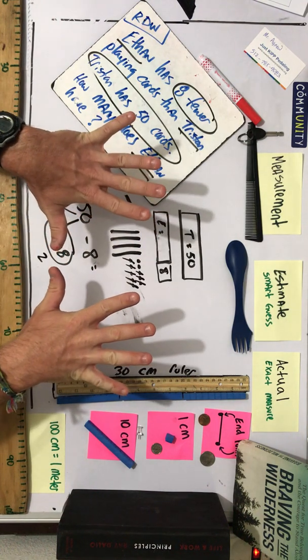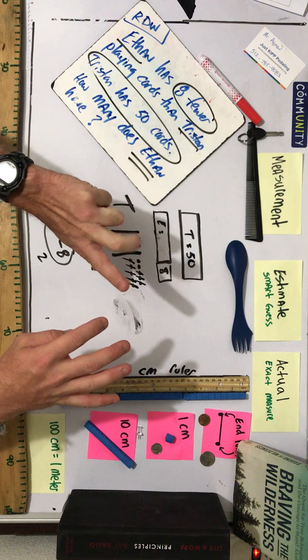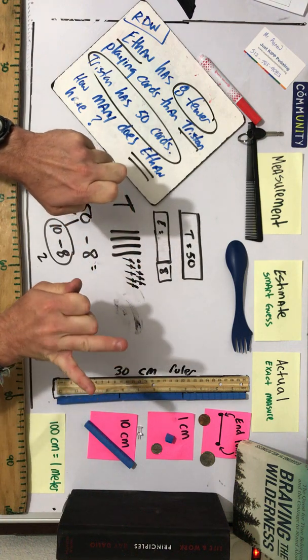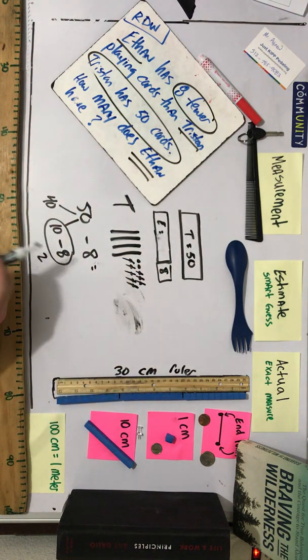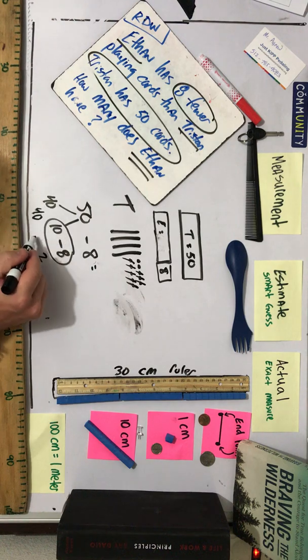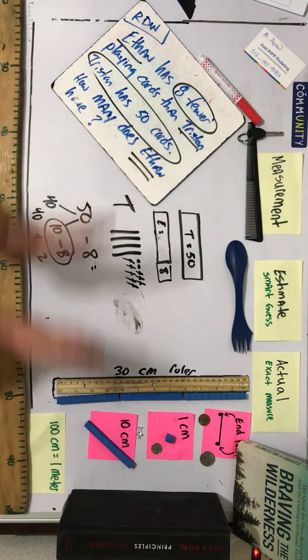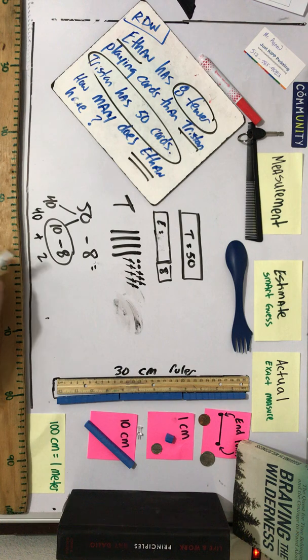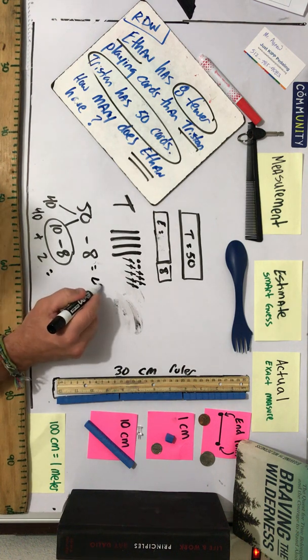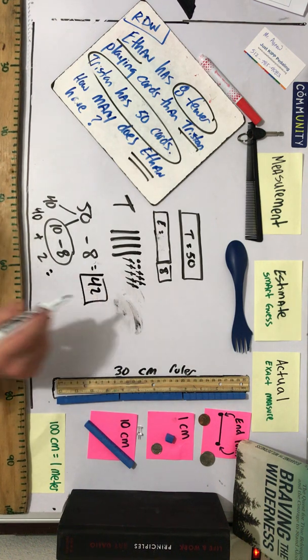10 minus 8, minus 1, 2, 3, 4, 5, 6, 7, 8. 2 left. Now I have 40 plus 2. Remember, we add it back together. 40 plus 2 equals 42. And then I box it up, but I'm not done.